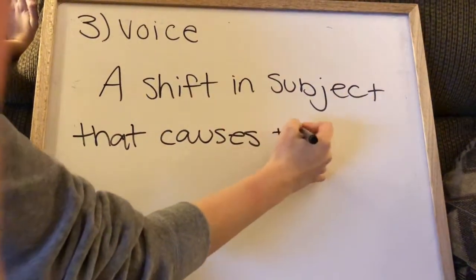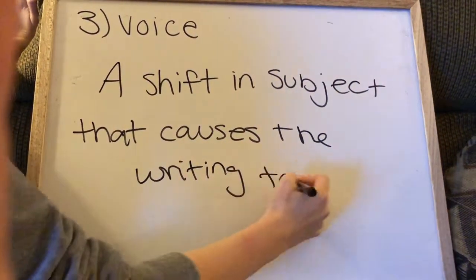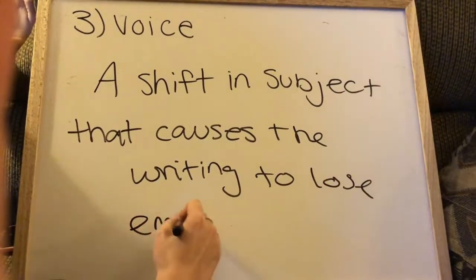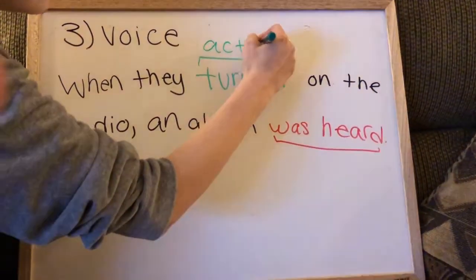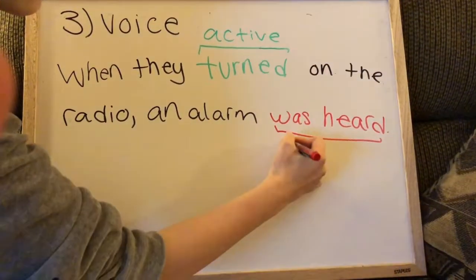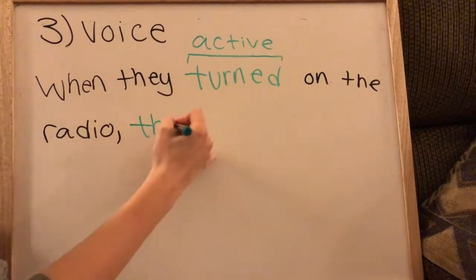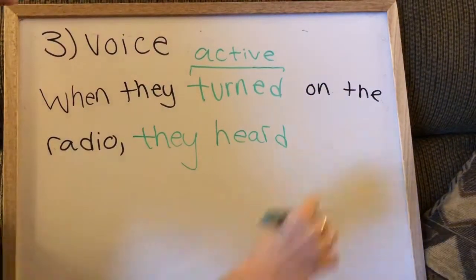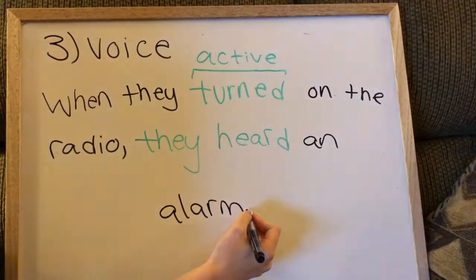A voice shift is a shift in subject that causes the writing to lose emphasis. For example, when they turned on the radio, an alarm was heard. Turned is active and was heard is passive, but when you change it to when they turned on the radio, they heard an alarm, both they heard and turned are active.